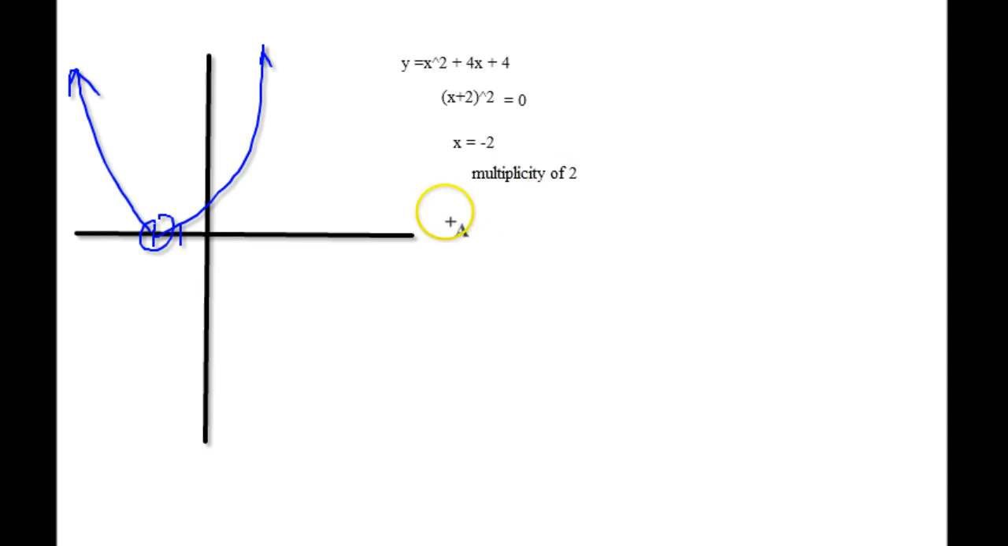Okay, right? So this would be 2 with a multiplicity of 2, or negative 2 would be the answer with a multiplicity of 2, because that means it happens twice. There's going to be 2. It's going to hit a bump.